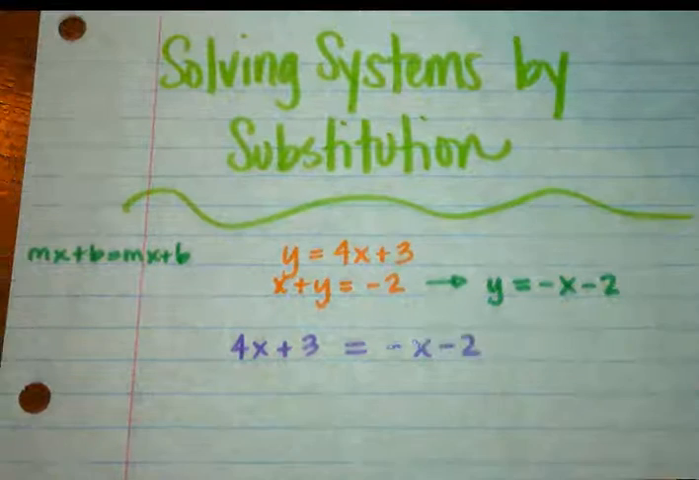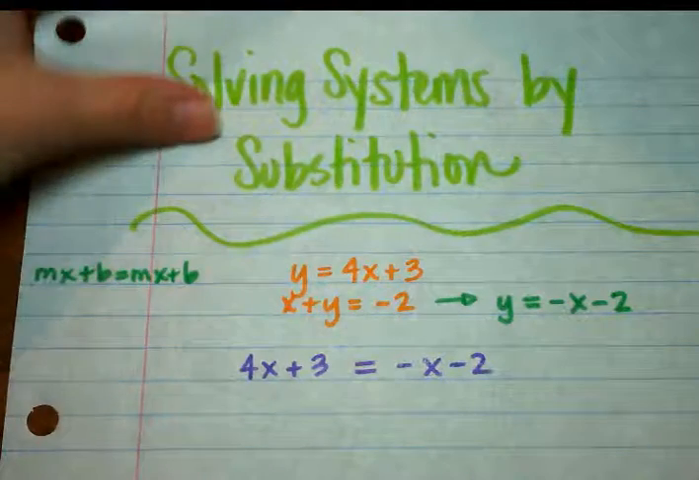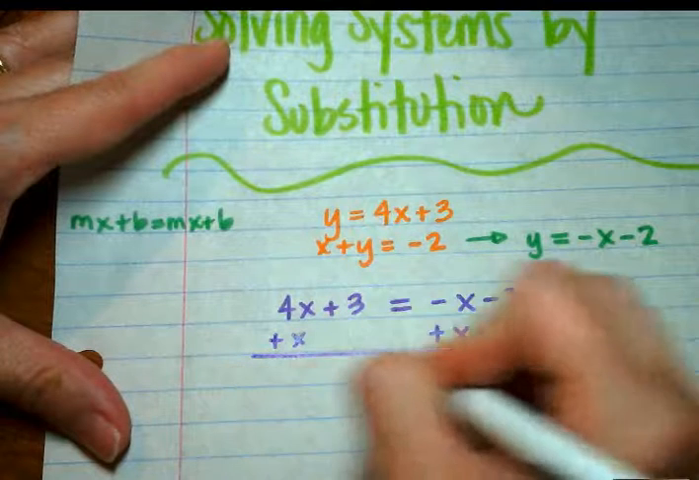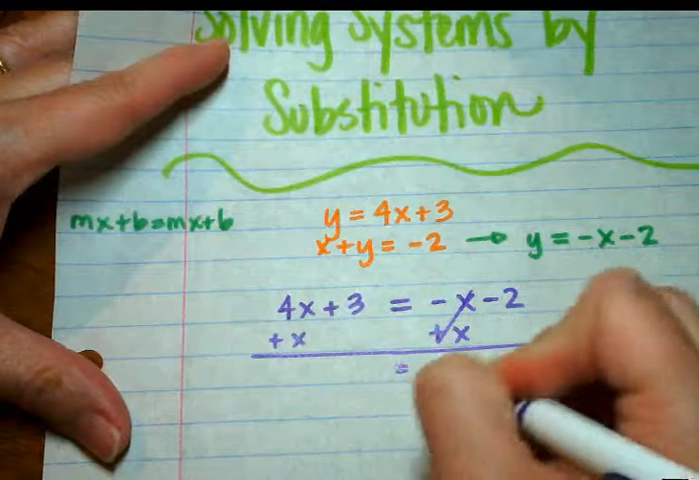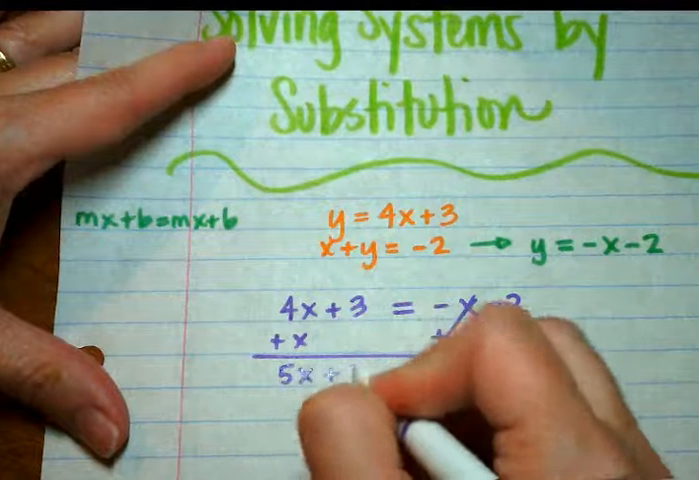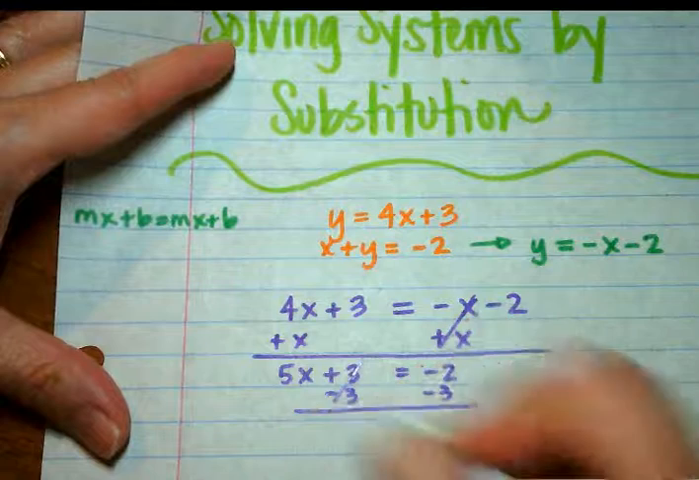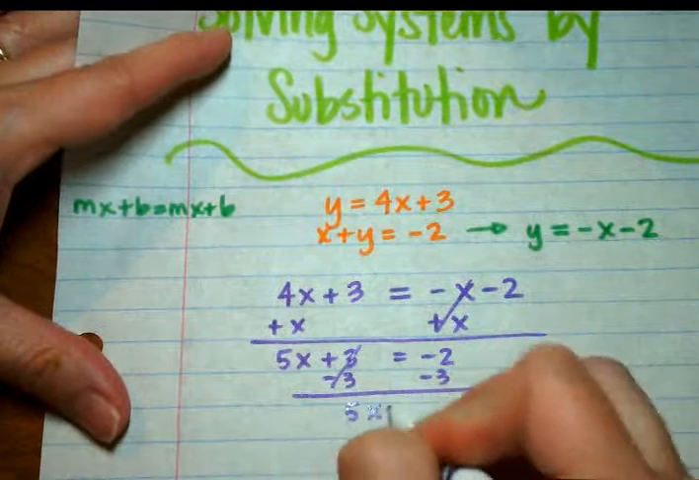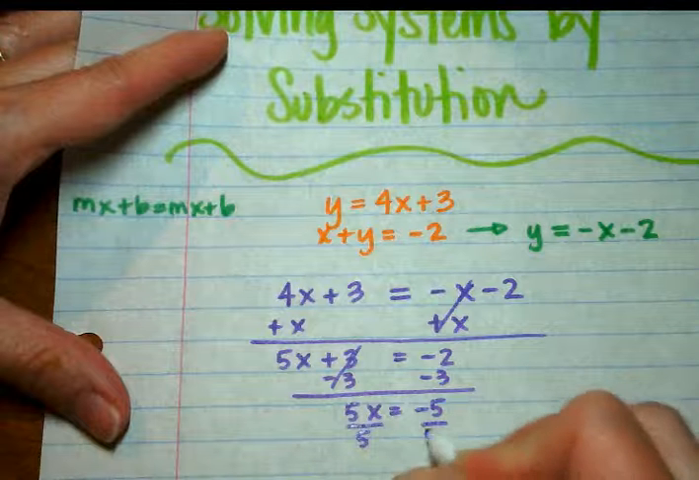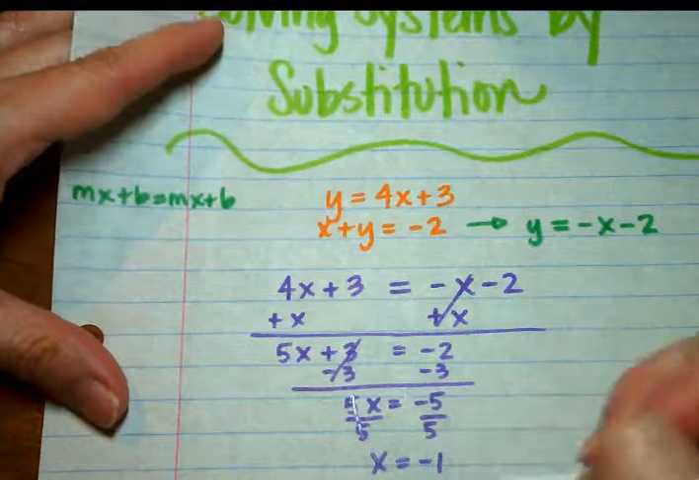Basically what I'm doing is saying that y equals y, because I know that's got to be true. So now I'm going to solve from here. I'm going to add x to both sides. This cancels and leaves me with just negative 2. Over here, we get 5x plus 3. Now I subtract 3 from both sides, which cancels that, and we get 5x equals negative 5. Divide both sides by 5 so I can get x by itself, and x equals negative 1.